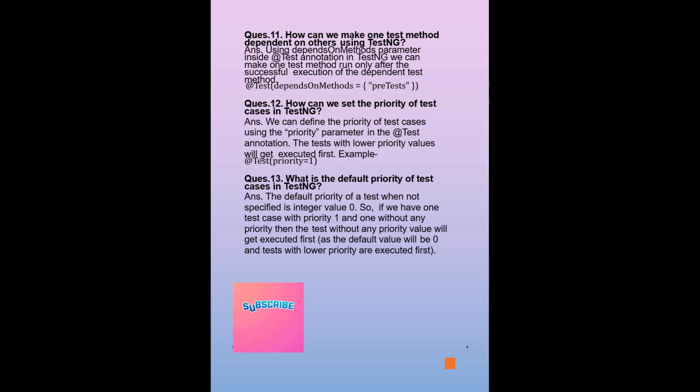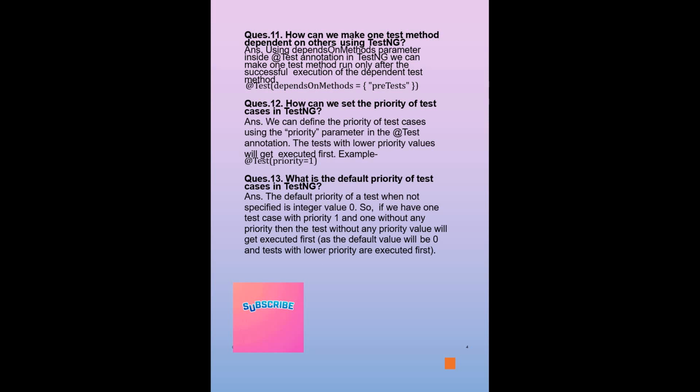So how can we set the priority of the test cases? Priority starts from 1, but it will count from 0. Okay. So we can define priority using the priority parameter. The tests with lower priority values will execute first. Example, priority equals to 1.